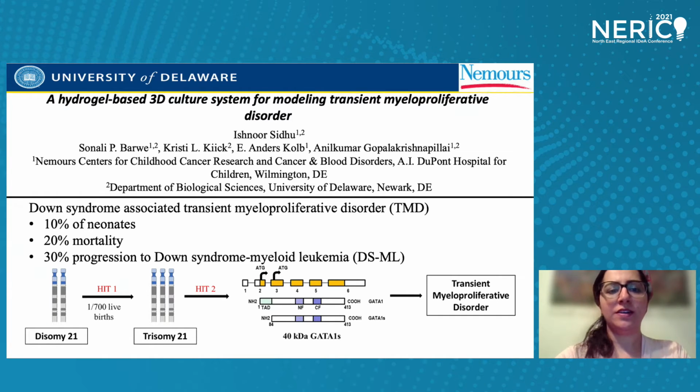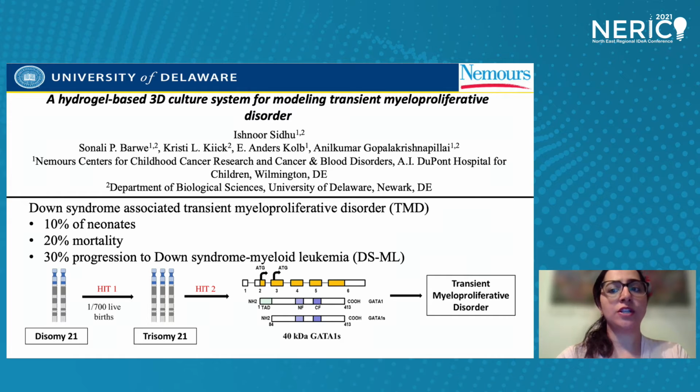Hello, everybody. I'm here to present to you a 3D hydrogel system for modeling hematologic malignancy known as transient myeloproliferative disorder using iPSC technology. TMD is a unique pre-leukemic stage affecting 10% of Down syndrome neonates with a 20% mortality rate due to multi-organ failure. 30% of these kids develop acute myeloid leukemia in their first 5 years of life.